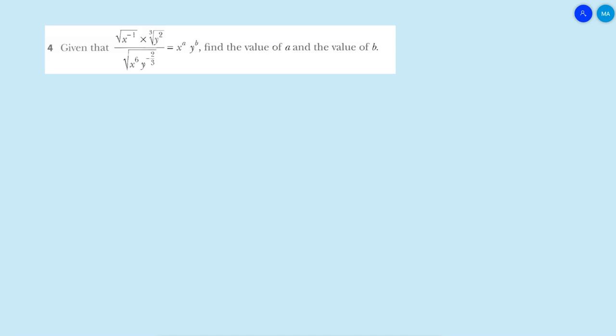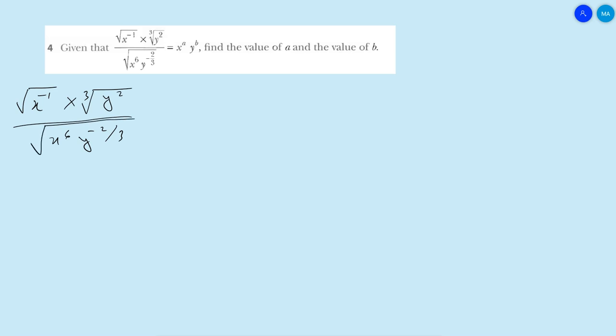Given that (x minus 1) square root into (y square) cube root upon (x6 y minus 2) upon 3 square root is equal to x a y b. Find the value of a and the value of b. Very easy, same, just like question number 3. (x minus 1) root into (y square) cube root upon (x6 y minus 2 upon 3) square root.